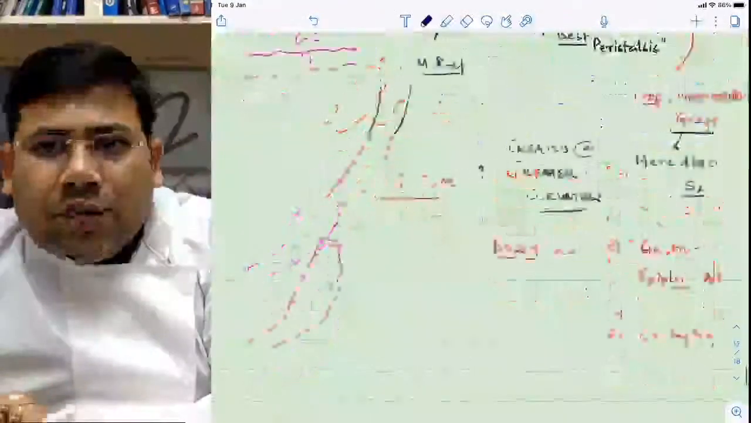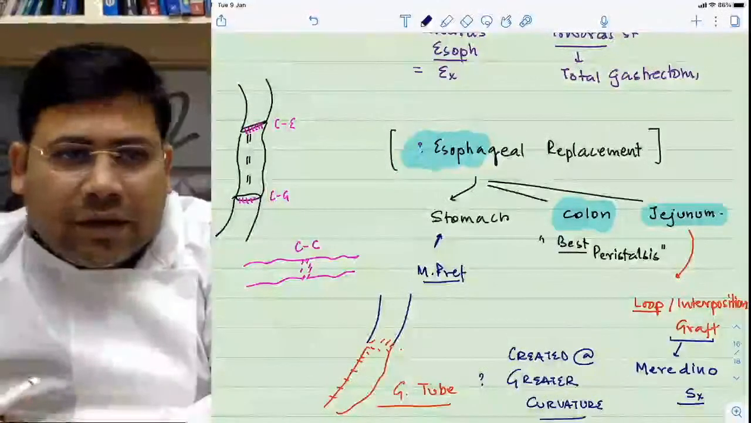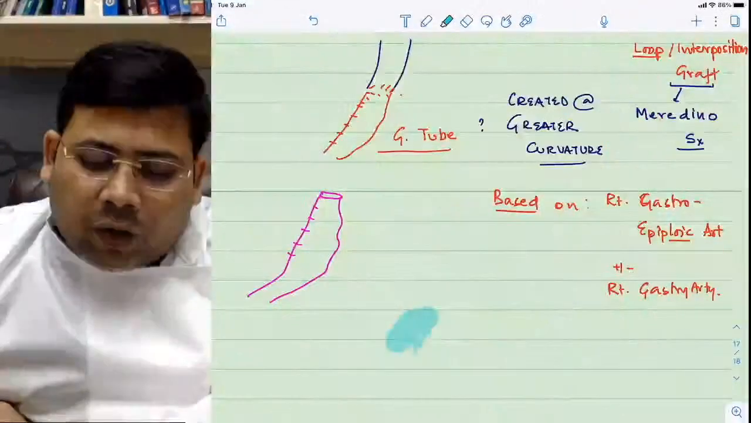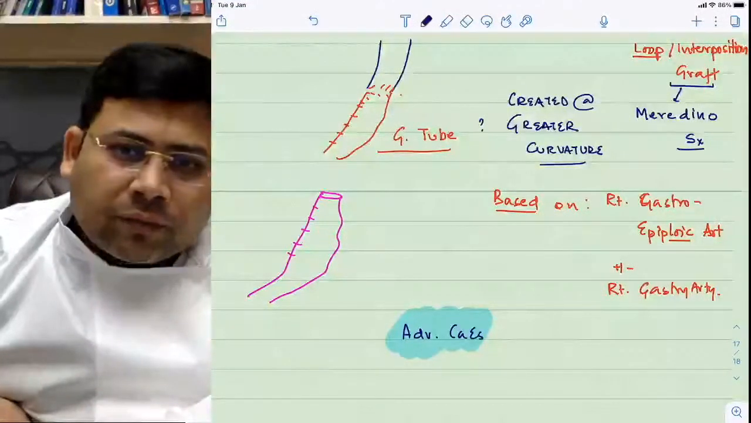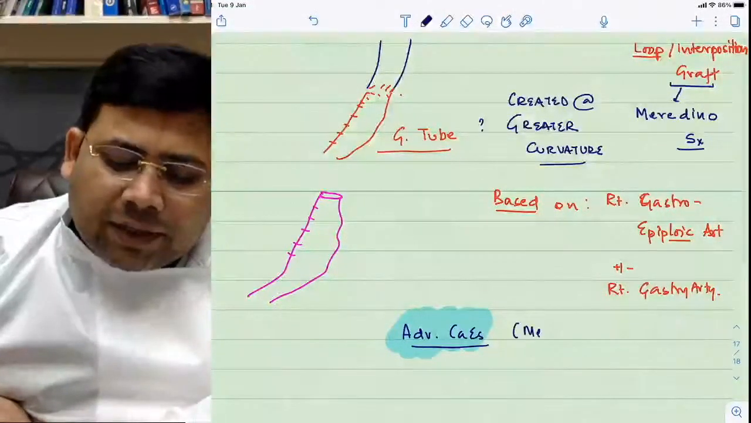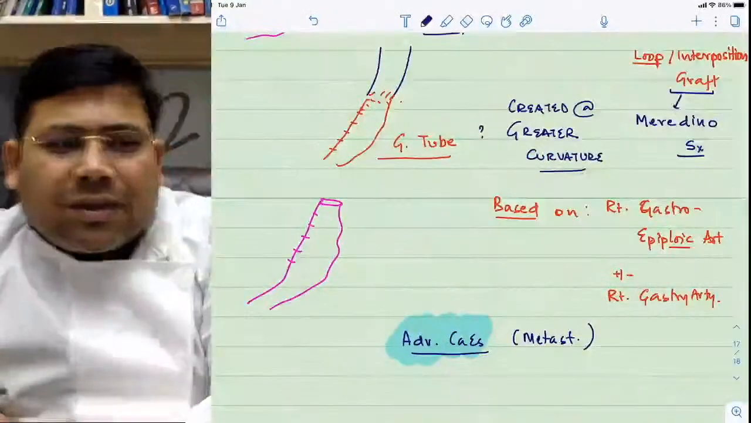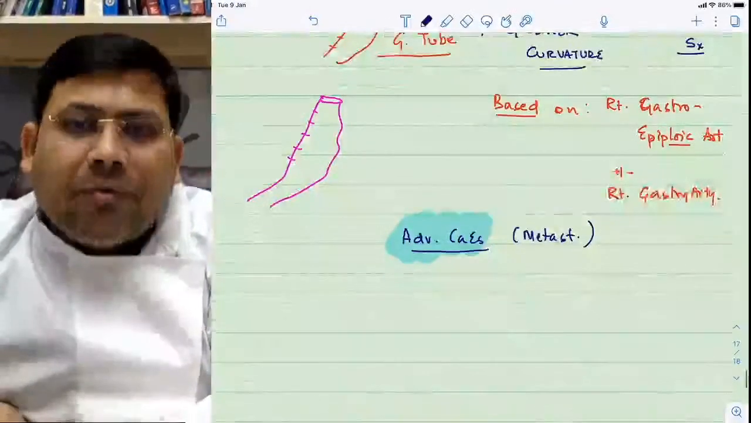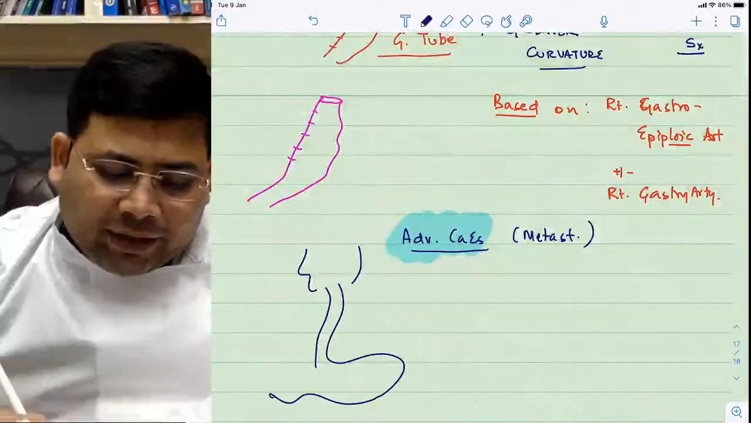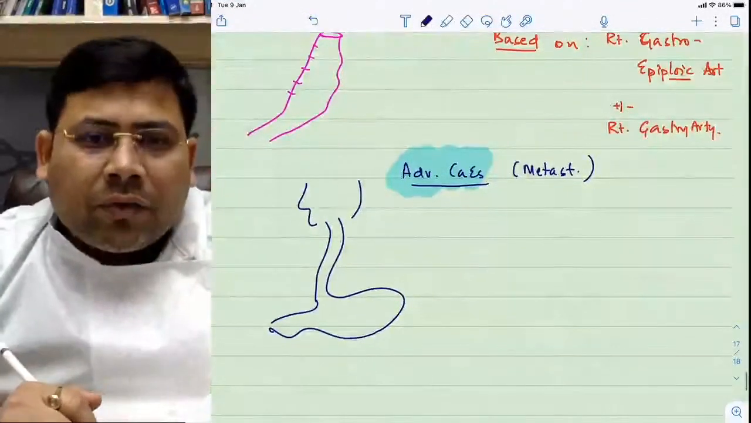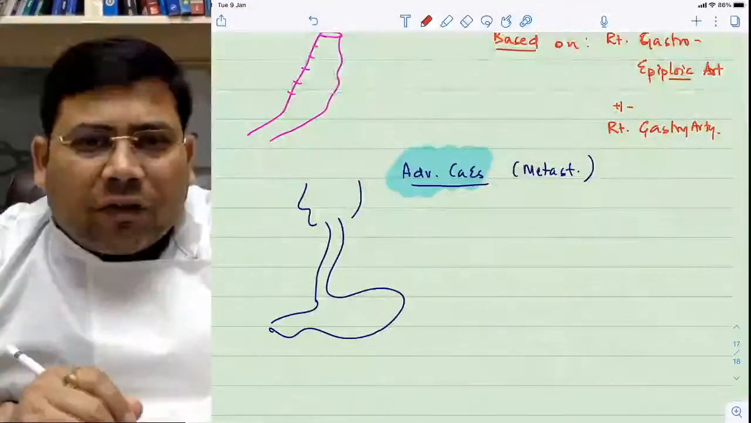So this is very important as far as CA esophagus is concerned. Now there are two, three important things in how to manage advanced CA esophagus. Advanced means metastatic. I know everyone knows that since it is a metastatic cancer, the days are numbered. But the problem is, the patient will not be able to eat anything, and that is why you have to do something to palliate the symptoms.